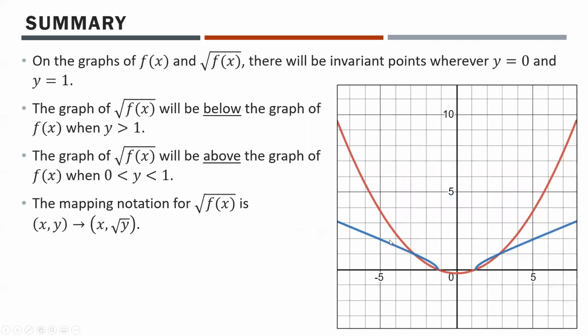So to summarize today, on the graph of f of x and the square root of f of x, there will be invariant points wherever y is 0, you got to fill that in your notes, and y is 1. There you go, right? Those are your 2 things to fill in your notes.